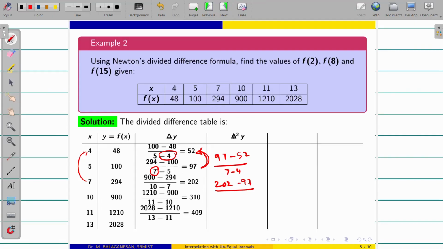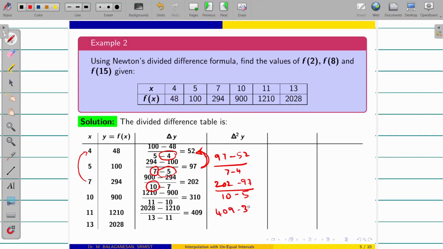Now you understand the concept, I think. Tell me the answer for the second one. 200 minus 97 divided by what will be the left side value of this including sign and the right side value of this including sign. So 10 minus 5, exactly. Then what about the next one?